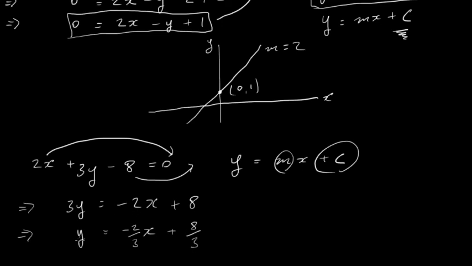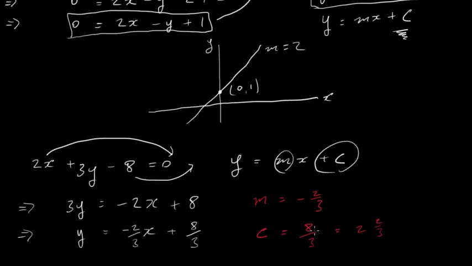So now I've got y is equal to mx plus c. So in this case, this particular equation, what have I got? I've got m being minus 2/3. So now I know the slope of this line, and I know that c is 8 over 3, or just 2 and 2/3.